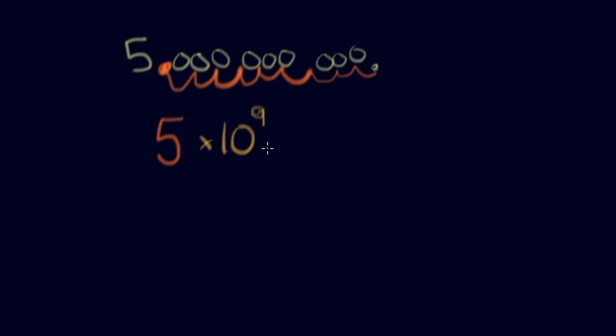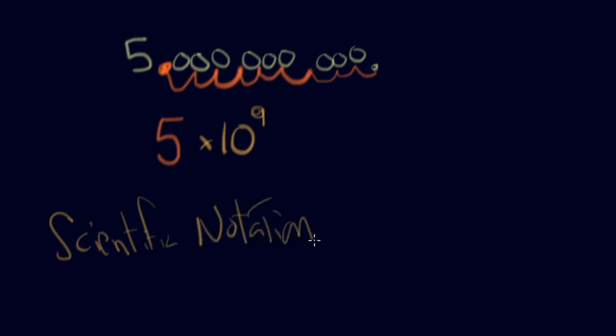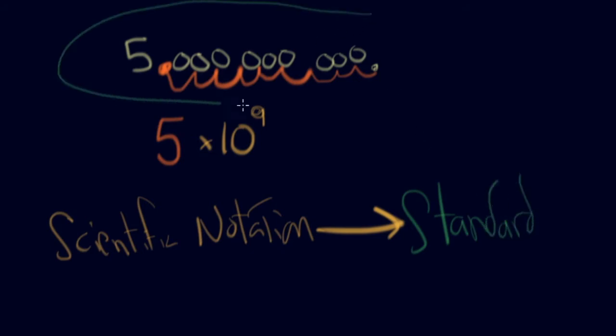And that's it. That's now in what we call scientific notation. So there's a couple things. There's scientific notation, and there's everything else, the opposite, which would be standard notation. So standard notation is like this one, and scientific notation is like this one.